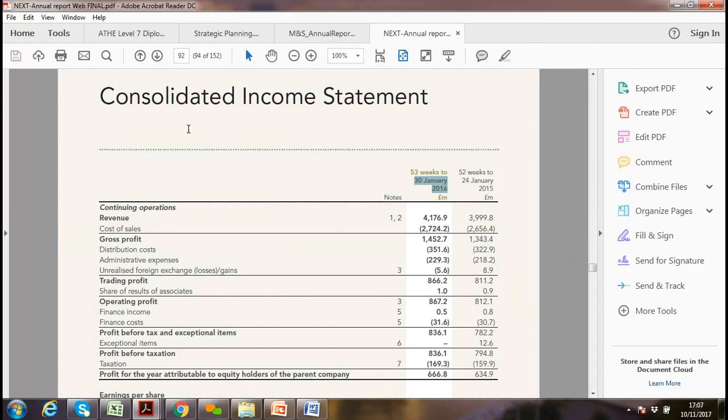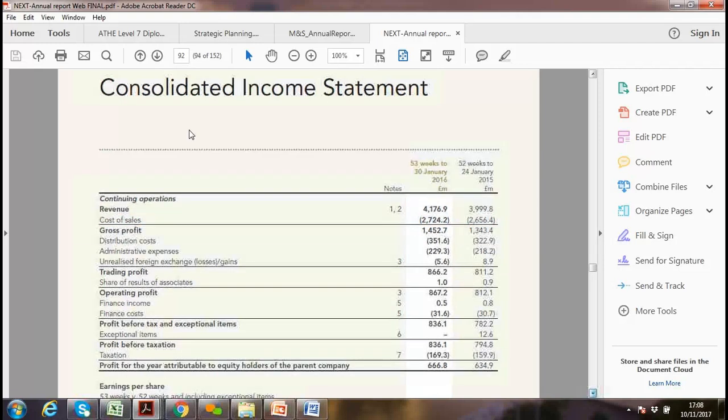So their sales were 4176.9 million, but the cost was 2724 million. So the profit came to 1452.7 million. You can find the percentage: gross profit divided by revenue, so we can find how much percent they are. We can look at the last year and this year, and we can see what's happening. Is it increasing or decreasing?